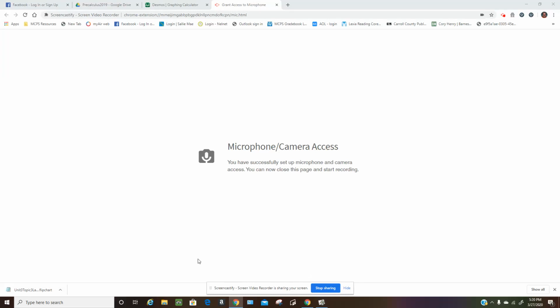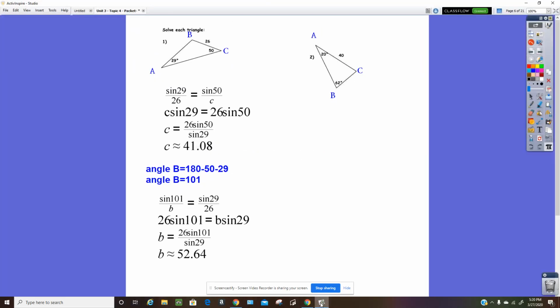Okay, I want to demonstrate how to do problem 2 in the packet using law of sines here. So number 1 is done for you. I think in class I made one of these sides x, but if we wanted to solve for all the missing sides and angles.